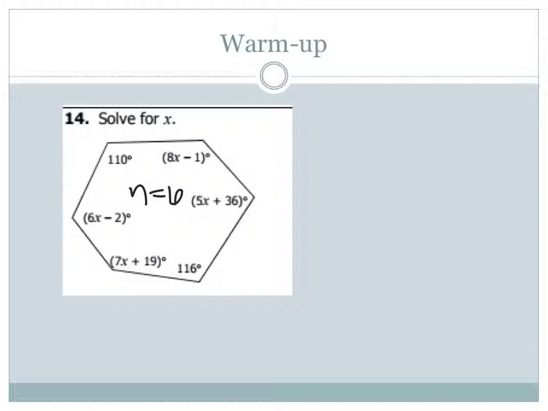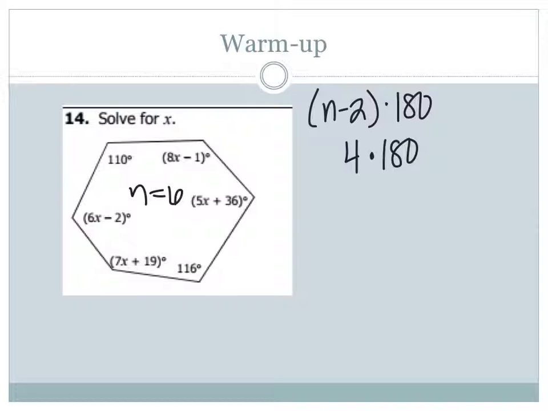I know it's been a while, so we're going to go back to that equation, n minus 2 times 180. I know that I have 6 sides, so I'm going to plug this in. What's 6 minus 2? 4. So 4 times 180 gives me 720. All right, so ladies and gentlemen, I know that all of the angles add up to 720.